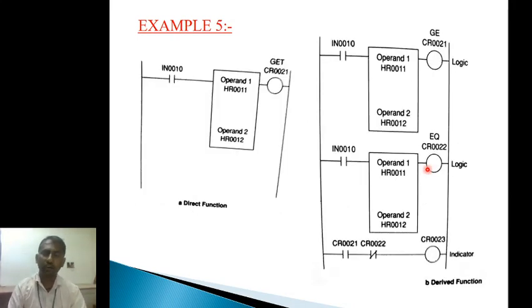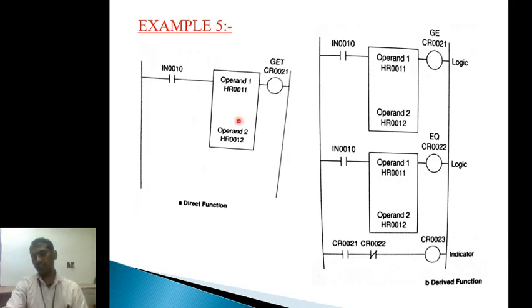And example 5. Example 5 indicates the greater than operation. So we have two representations. Those two representations are one, the direct representation, and another, the derived representation. So in the direct representation, we can make the comparison between the two values which are present in operand 1 and operand 2 by turning on the IN0010 contact, and if the comparison is completed, then the CR0021 output will be on. So this is the direct representation.